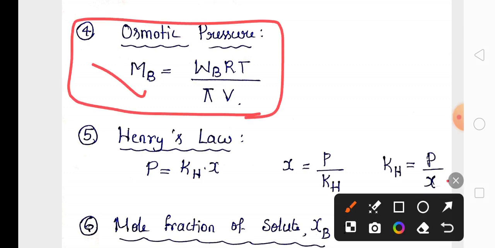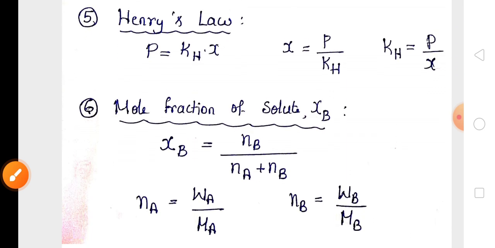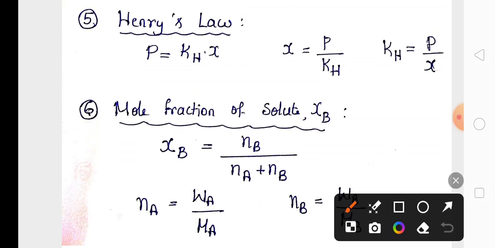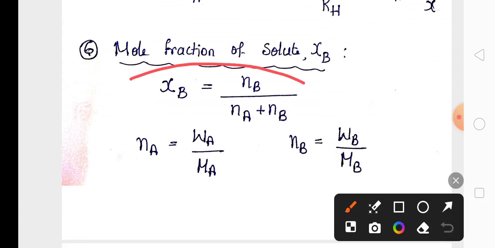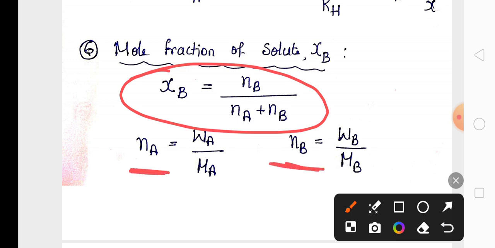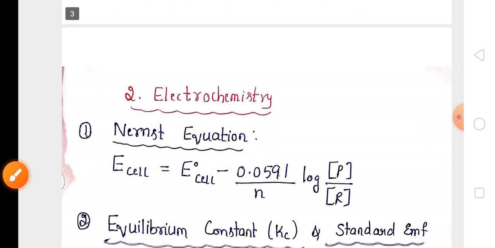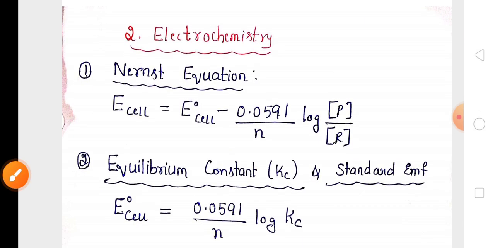Then some of the other important formulas of this chapter are Henry's law formula. Either they'll ask you to calculate the pressure, mole fraction or Henry's law constant. You have to use these formulas. Then mole fraction of solute Xb: this is the formula to find the mole fraction of solute Xb. And to find the number of moles of solvent and number of moles of solute, you need to divide mass by molar mass.